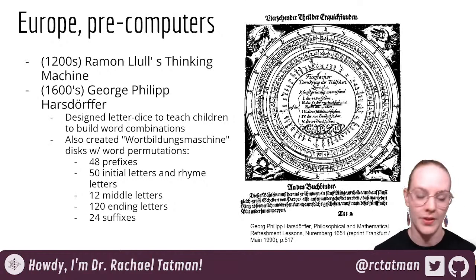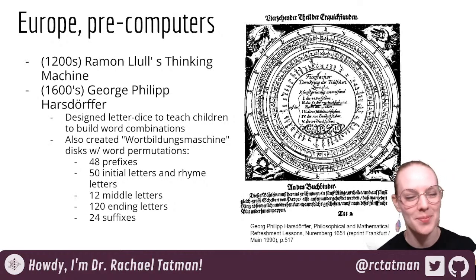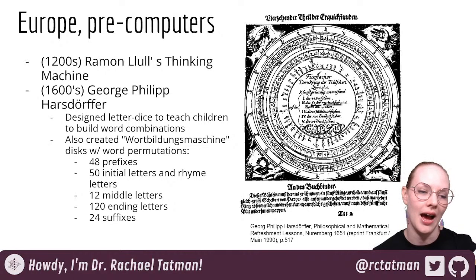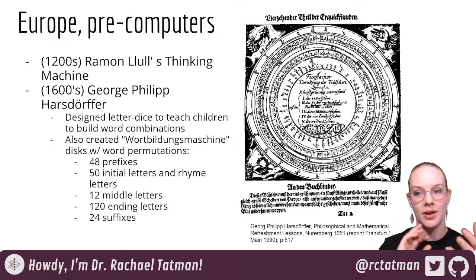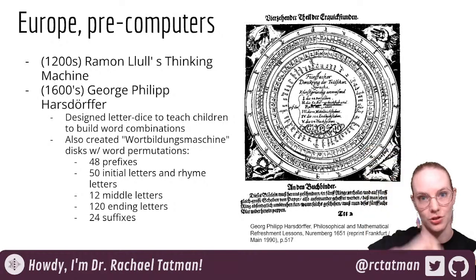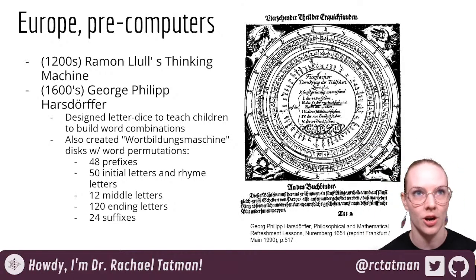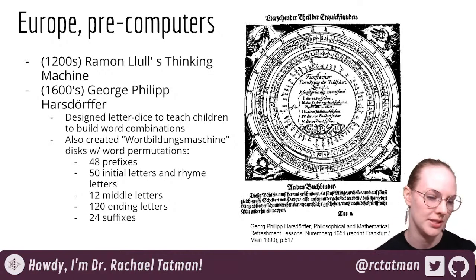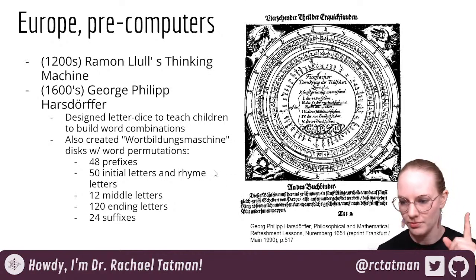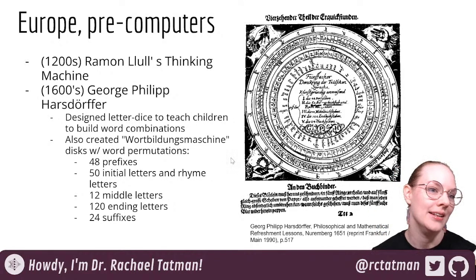So the thing that he was teaching children was how to combine words and word segments and letters into words. And he created this idea of a word building machine, I'm not going to try and say it, that lets you combine, so it's like a set of wheels and you'd rotate the wheels and combine the words and read them out and be like, oh, that's a word, to teach this idea that there are bits of words that you can recombine and reposition. So that's what that is, in about the 1600s.